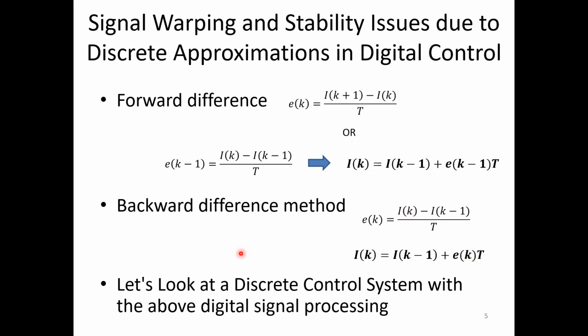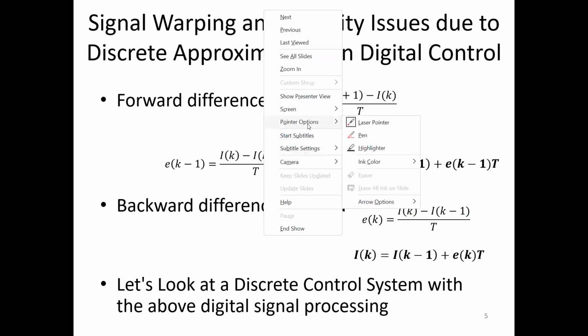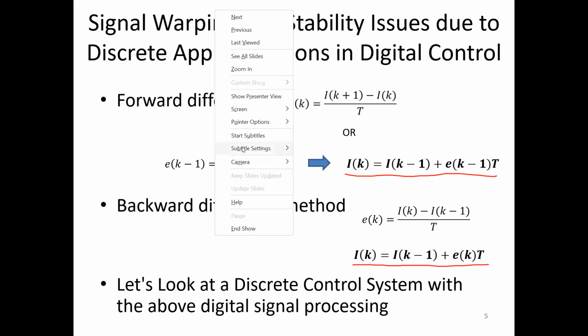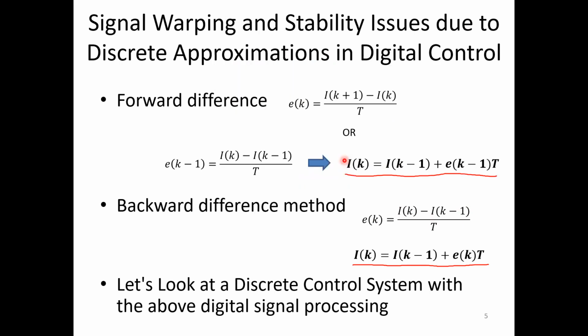Now see these two equations, this one and this one. We have been using these equations for numerical integration. They're both ik on the left hand side and ik minus 1 on the right hand side, plus this quantity is the only difference. Is it ik minus 1, the previous error times time, or ik, the present error times time? Which one is better, right?